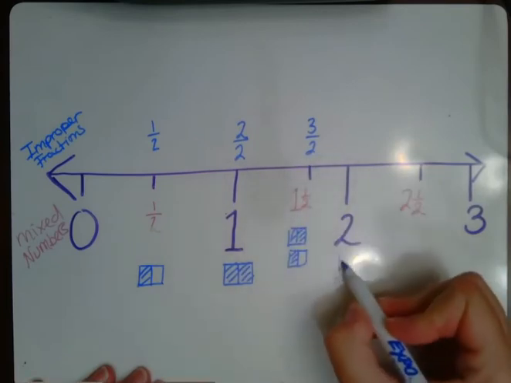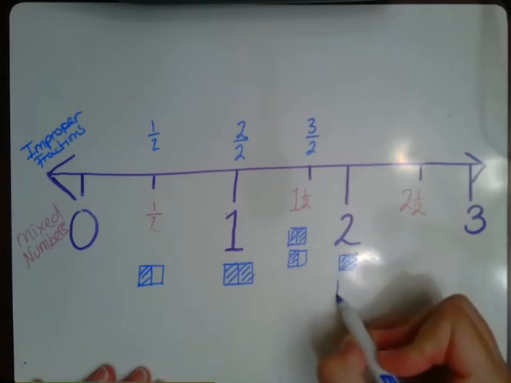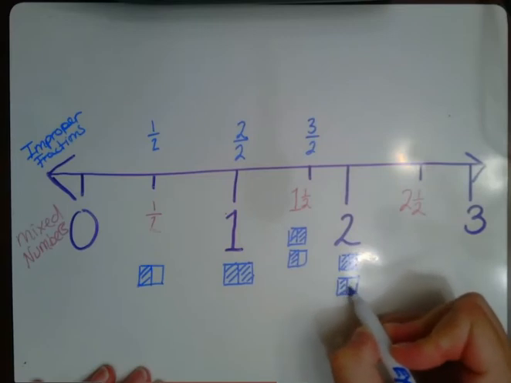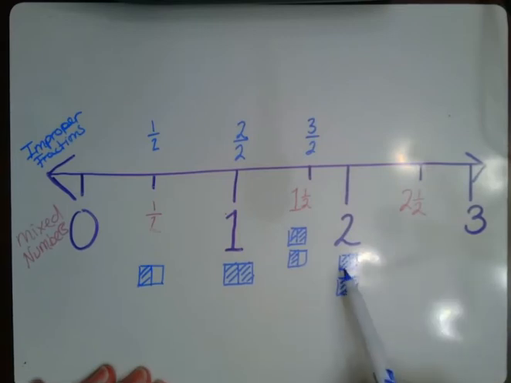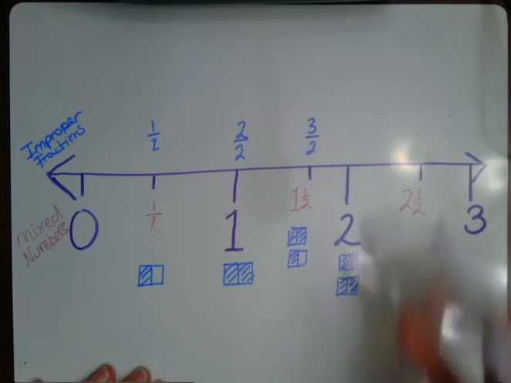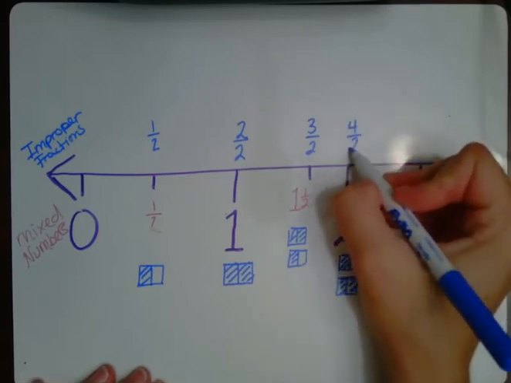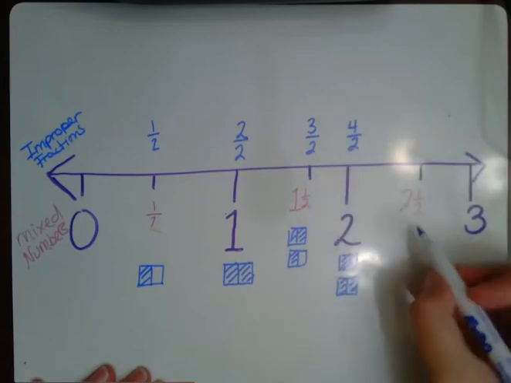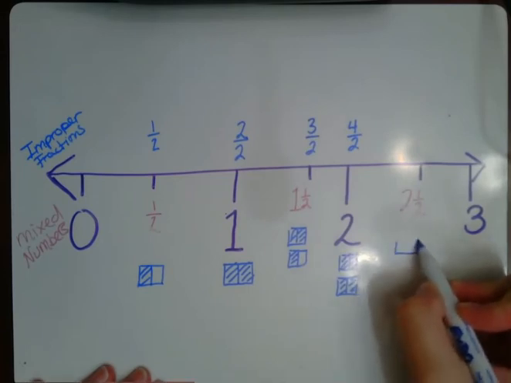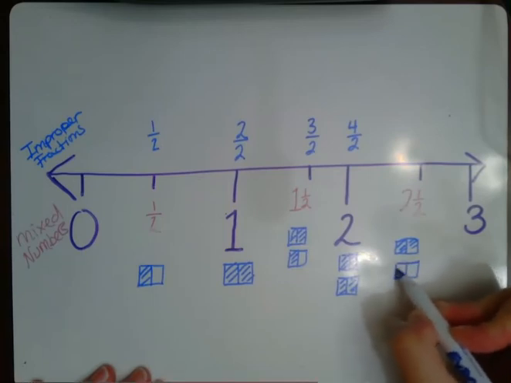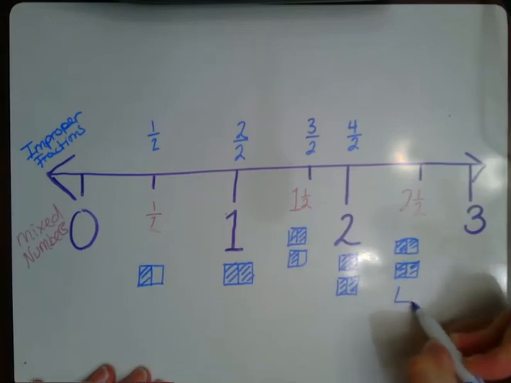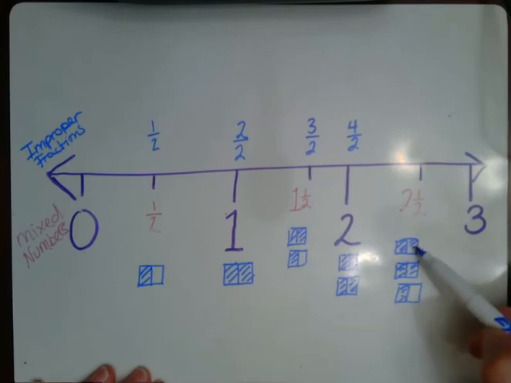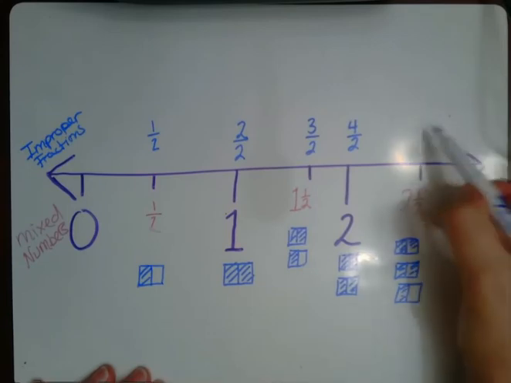At 2 wholes, that means I have 2 models using a half, and both models are shaded in, which means I have 1, 2, 3, 4 halves shaded in. At 2 1/2, I have 1 model shaded in, I have 2 models shaded in, and I have a third model with only a half shaded in. So I have 1, 2, 3, 4, 5 halves.